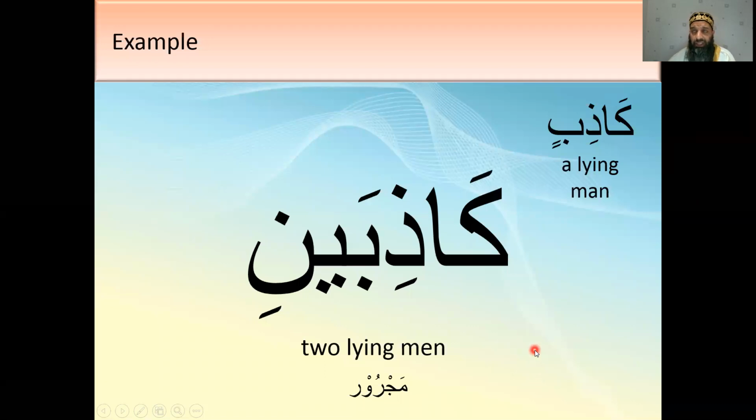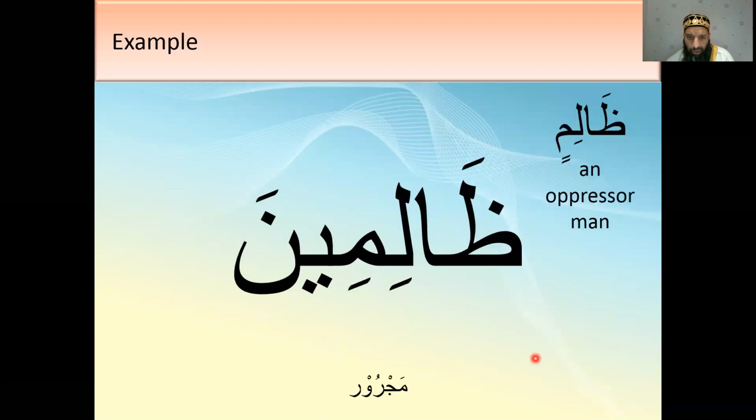Yeah, so if you see in the test kafirina and I ask you what case is it, it'll accept either mansoob or majroor, because by itself you can't tell. You can only tell in a sentence if you know the rule. Right? Dhalimina, dhalimina, dhalimina. What is dhalimina?